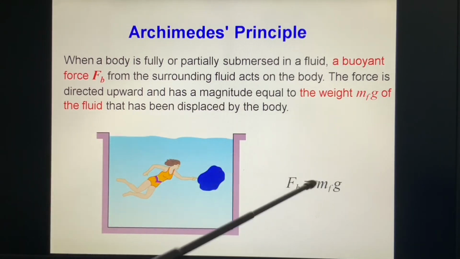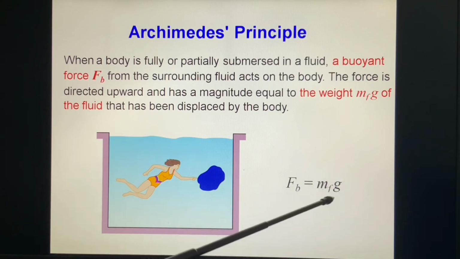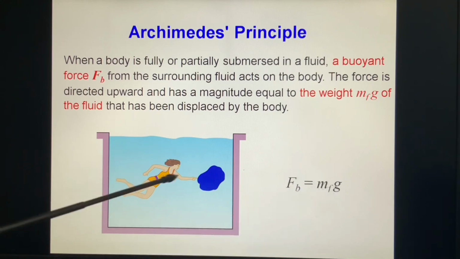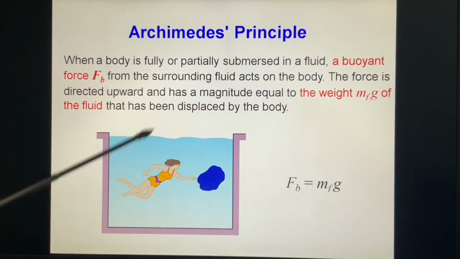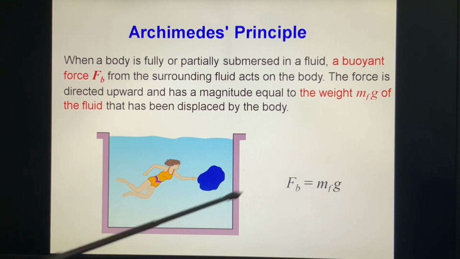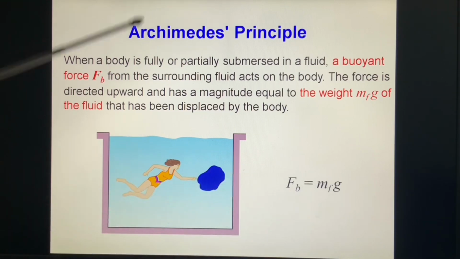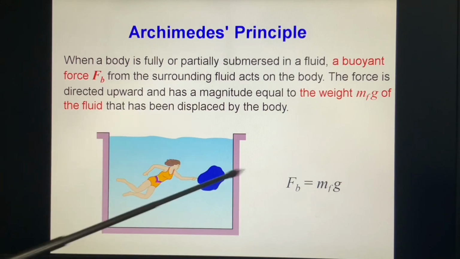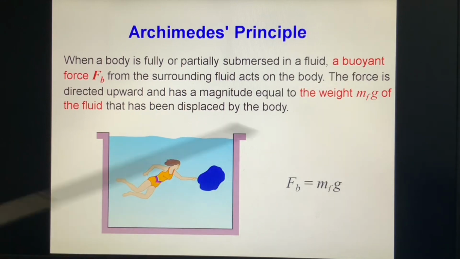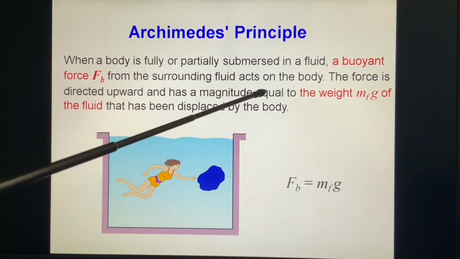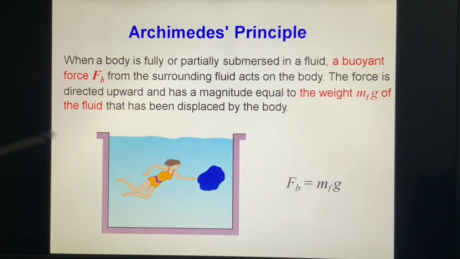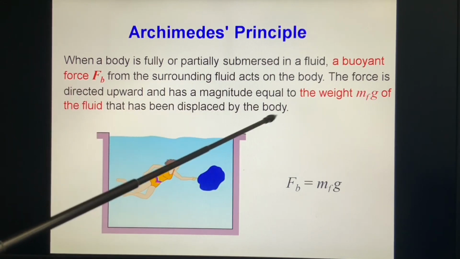The buoyant force involves two things. One is the fluid. This is the weight of the fluid. How much of this mass is replaced by the body submerged in the fluid. So two things: one is the submerged body, and one is the fluid. The force is equal to the weight of the fluid replaced by the body. The force is directed upward and has a magnitude equal to the weight mfg of the fluid that has been displaced by the body.